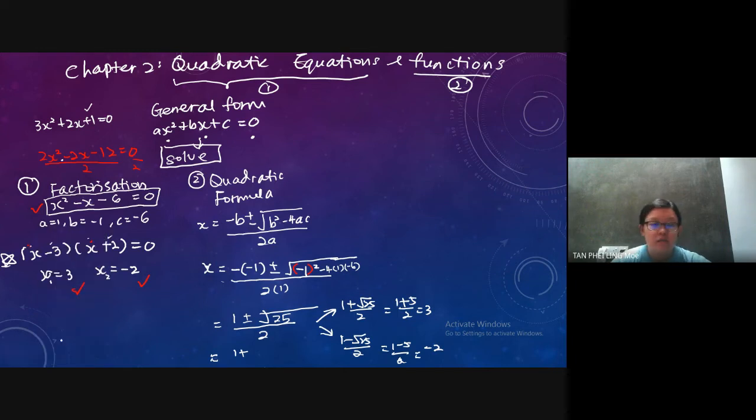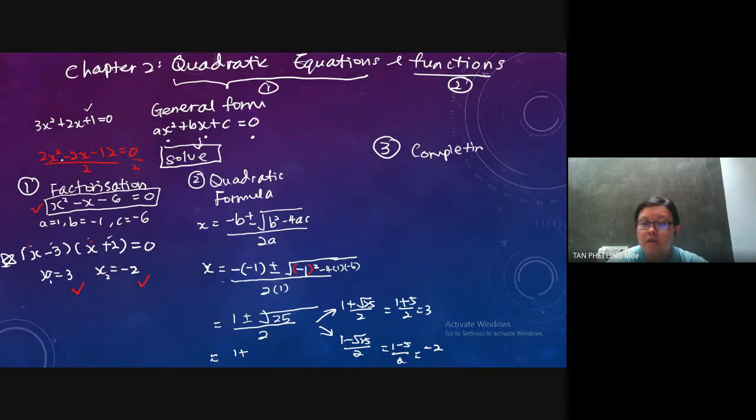So move on to the third method. So third method is what? Anyone can tell me? Third method is the first part that you learn in Form 4. Teacher, is that the completing the square? Very good. Who is that on the line? Manjari. Yes, Manjari, you are right.